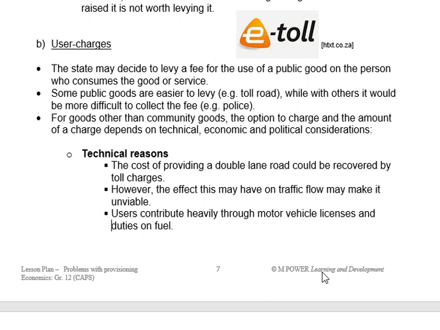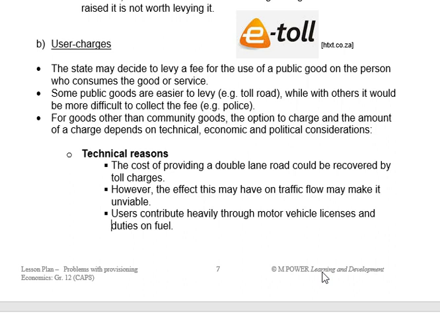All right. And then the advantage of using the toll road, obviously, is that those people who drive on those roads and whose vehicles damage those roads are the ones that pay for the maintenance and the building of that road. It would not be fair that everybody's tax money must be used to maintain a road that only a handful of people use. So in the case of a toll fee, the idea is that those people who use that road must pay for using that road.